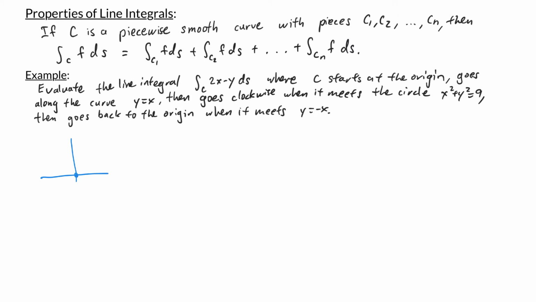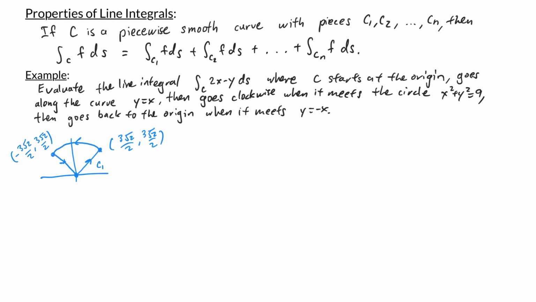It starts at the origin, then goes along the line y equals x, then it meets the circle x squared plus y squared equals 9, and then once it meets the line y equals -x, it goes back to the origin. So our curve looks like this, where these intersection points are (3 square root of 2 over 2, 3 square root of 2 over 2), and over here I have (-3 square root of 2 over 2, 3 square root of 2 over 2). So our curve C can be broken apart into 3 pieces.